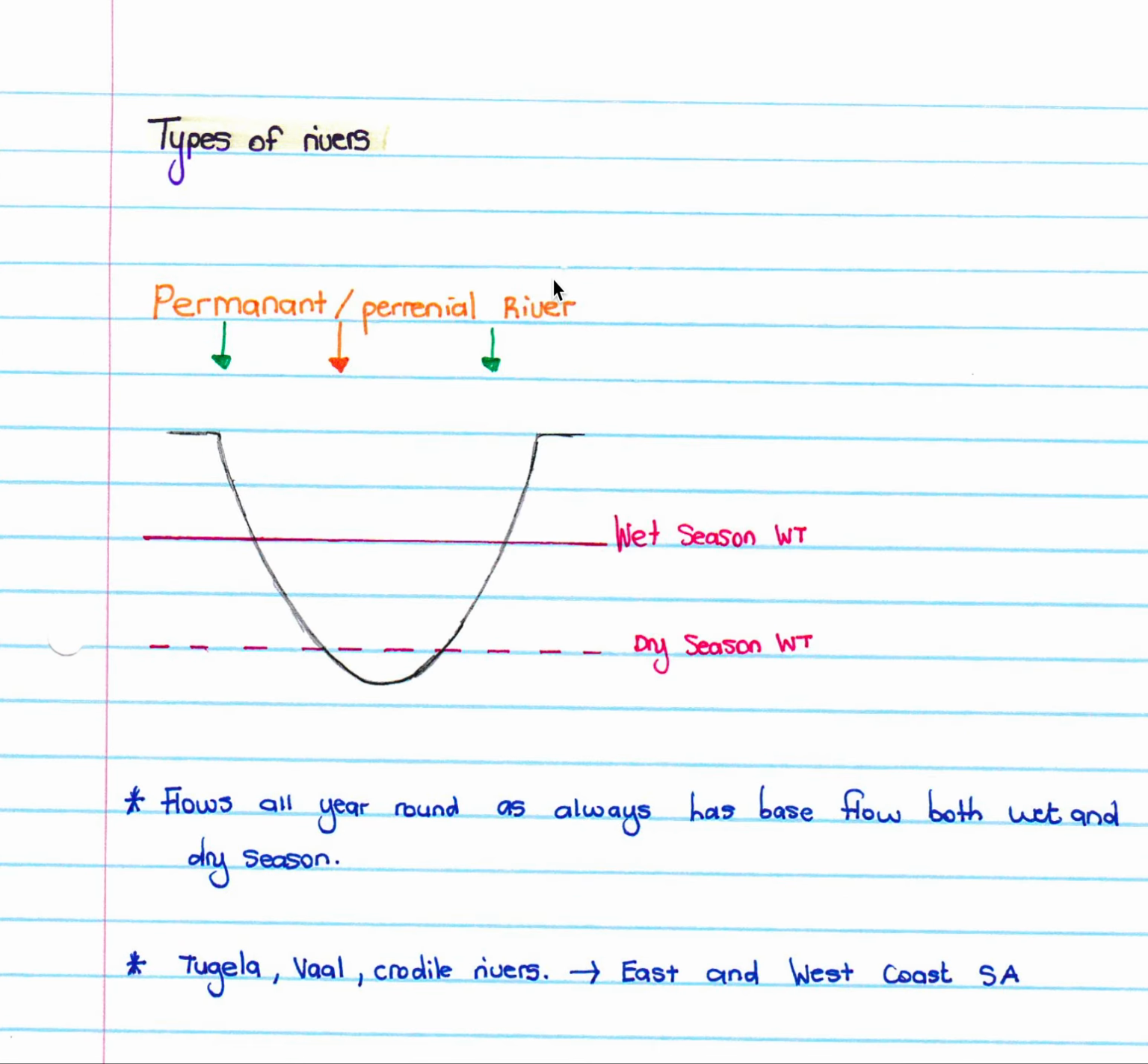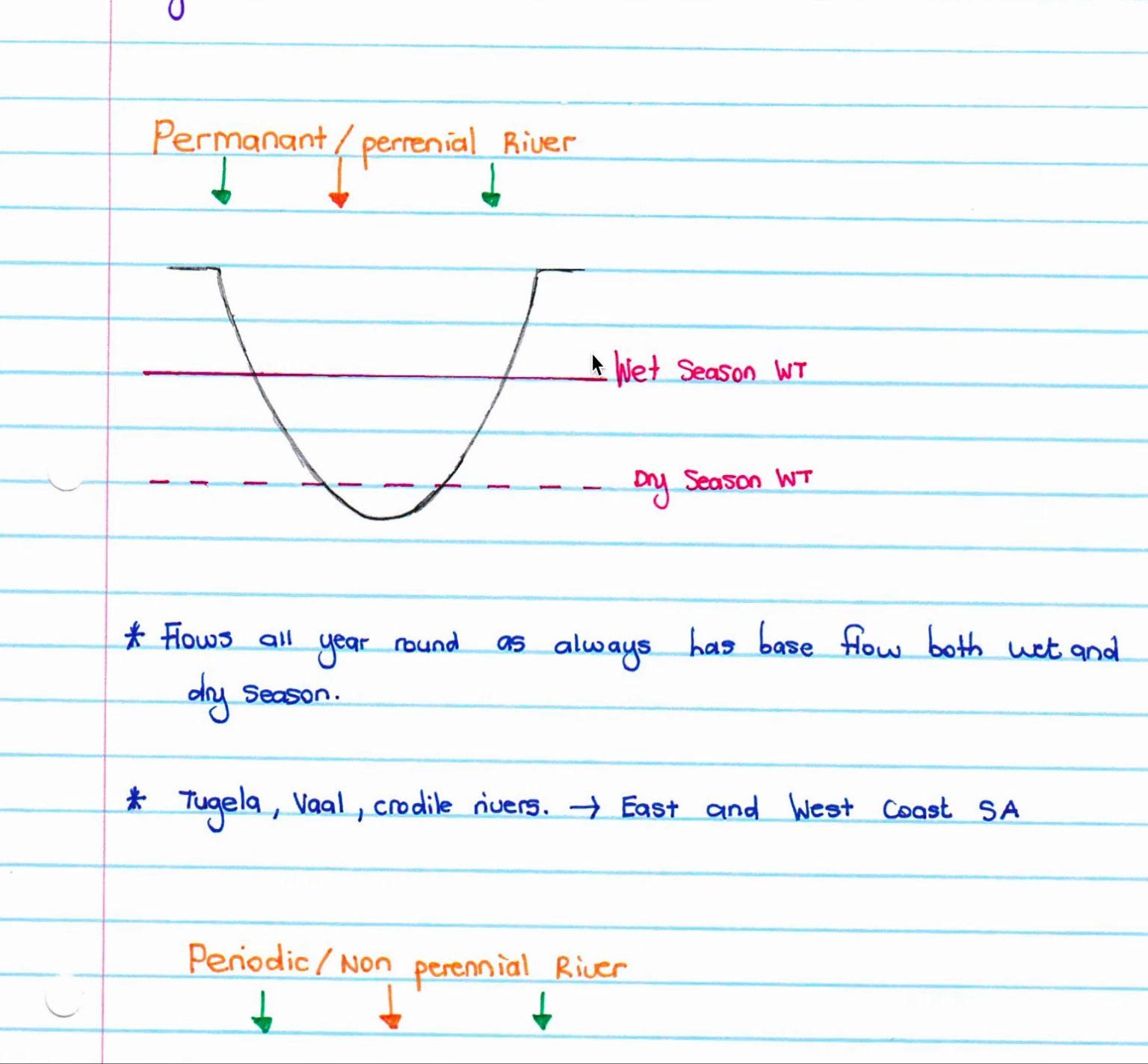Next, we move on to the types of rivers. So we have 4 types of rivers. The first type of river is a permanent or perennial river. This is a river that flows all year round as it always receives base flow during both the wet and the dry season. So if we look at the wet season water table, we can see in a diagram that it is clearly above the riverbed, and in the dry season it may be lower, but it is still above the riverbed, indicating that the river will receive base flow and flow all year round, both the wet season and the dry season.